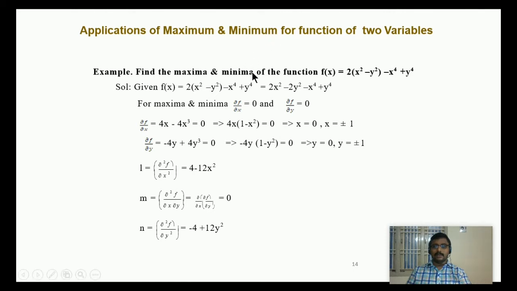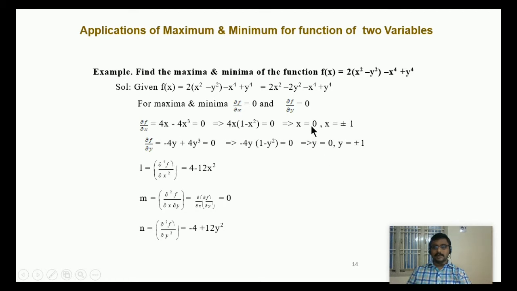Another problem, find the maxima and minima of the function f of x, y is 2(x square minus y square) minus x power 4 plus y power 4. Given function f of x, y, for the maxima and minima, del f by del x is equated to 0 and del f by del y equal to 0. So computing del f by del x and del f by del y, which are equated to 0, and solving these equations we will get stationary points. The different combinations of x, y will give the different stationary points.